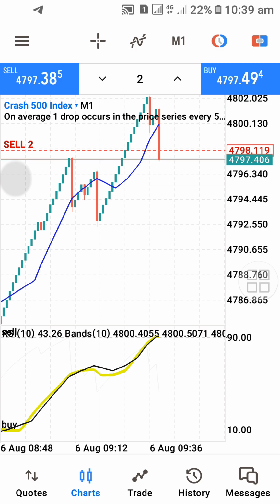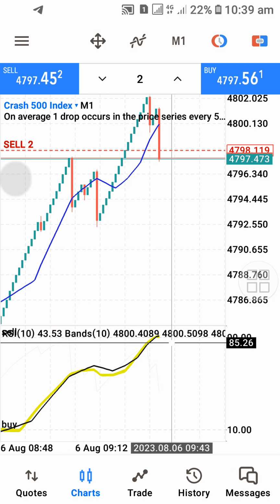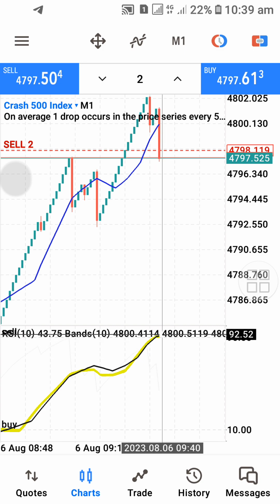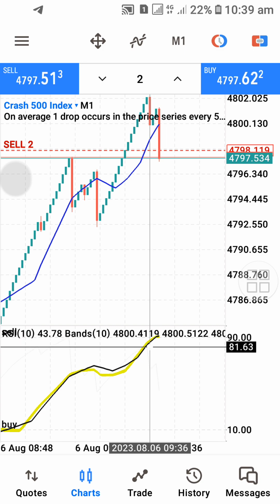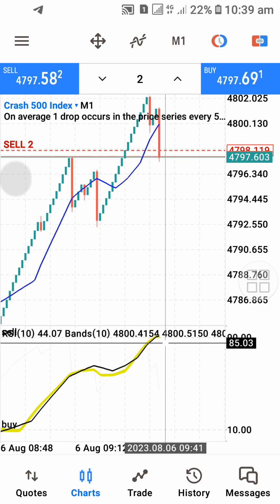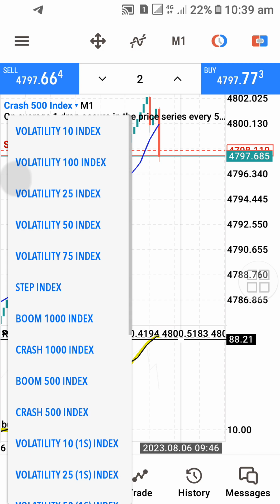Now if you're dealing with Crash, you want to sell at this region, this 90 region, because more spikes are coming. And if you're dealing with Boom, you want to buy within this region.